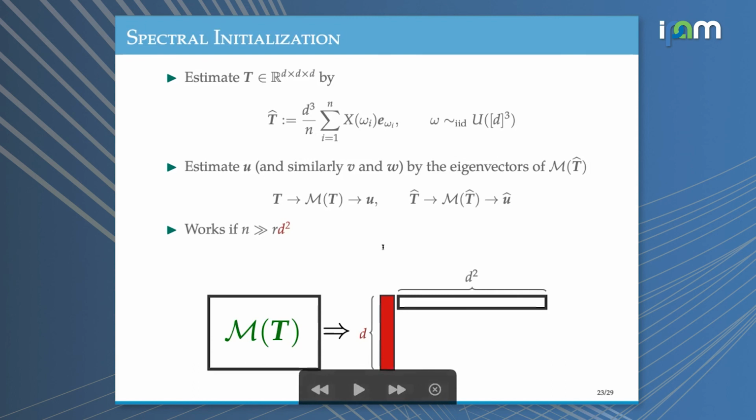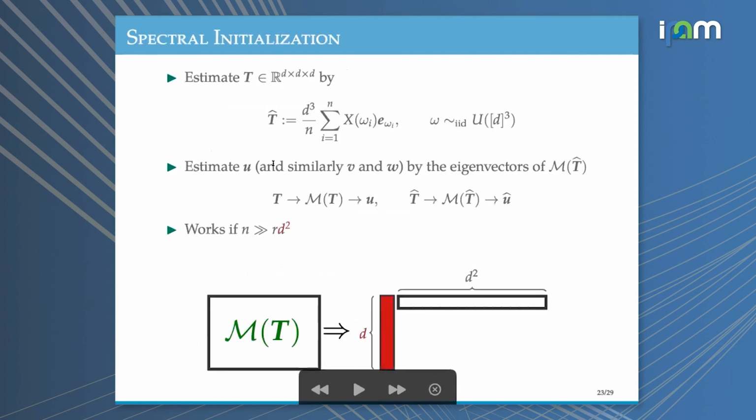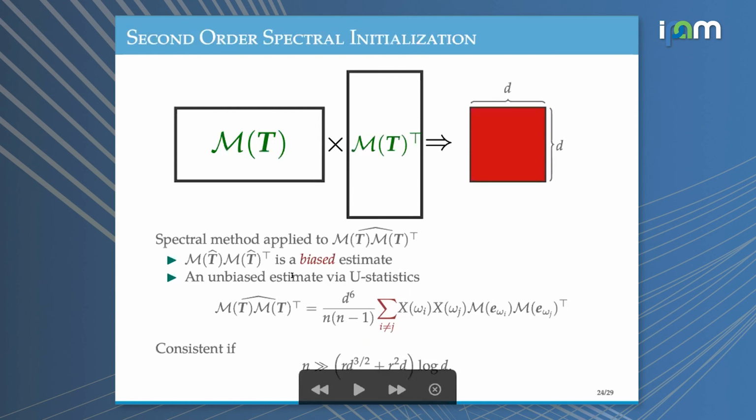The main idea, because I'm running out of time, so I'll be very brief, is that you want to do spectral initialization. But you don't want to do naive spectral initialization, by converting this into matrices and then taking the singular vector. You want to do a little bit more sophisticated one. To put it differently, instead of estimating the singular vector of M(T), you want to estimate the eigenvector of M(T) multiplied by its transpose.